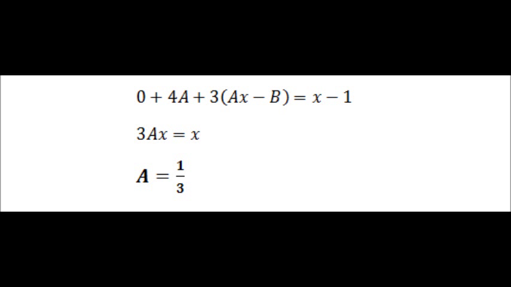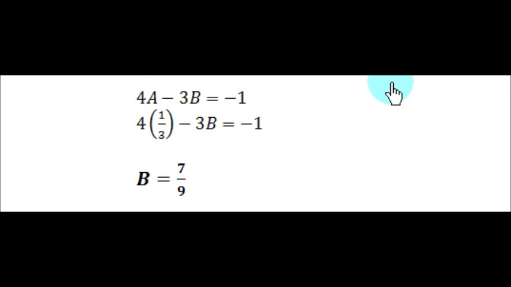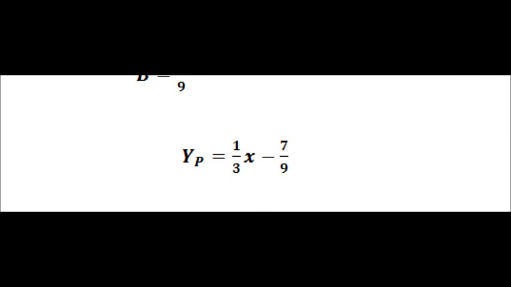Now let's solve for the value of b. So we have 4a minus 3b is equal to negative 1. Since our a is equal to 1/3, we substitute it here, and our b will be equal to 7/9. So we now have the values of a and b. So our yp will be equal to 1/3 x minus 7/9.